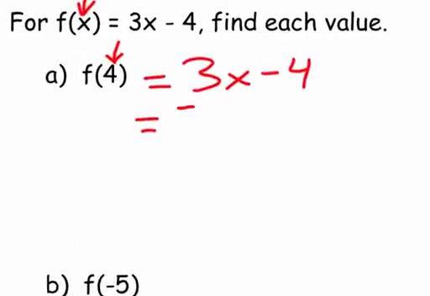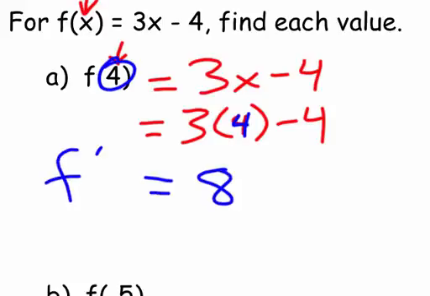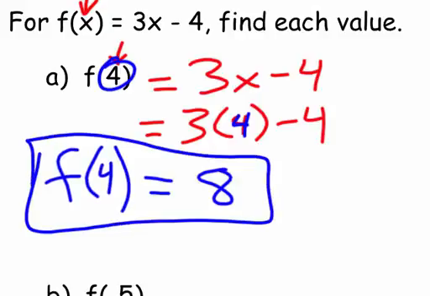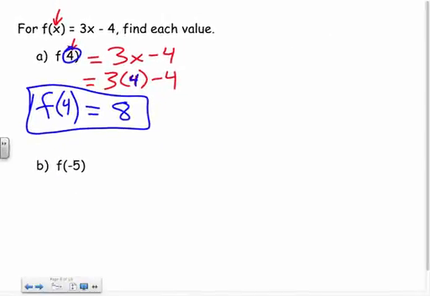So all I'm doing is I'm plugging in that 4 for x. So I'm plugging in this 4 for x. And then we go through our math. 3 times 4 is 12. 12 minus 4 is 8. So I would say my function when x is 4 equals 8. So I'm inputting 4 and I'm outputting 8 in that function. You just plug in the number for x, or whatever you're given.